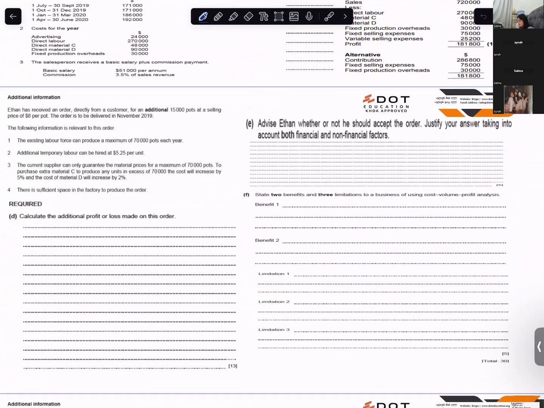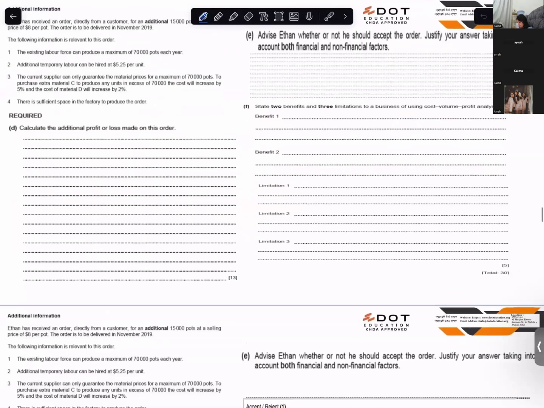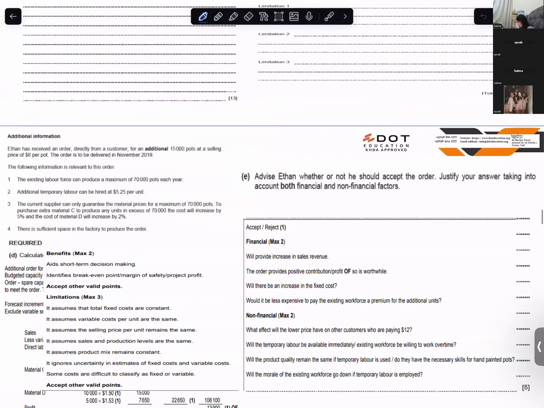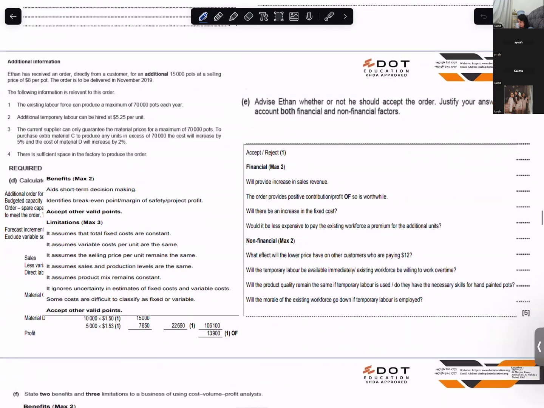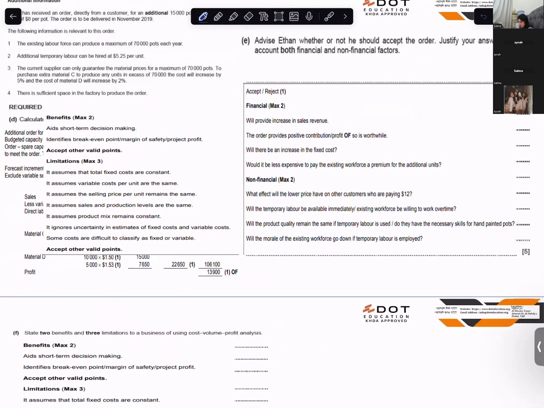Advise whether you should accept the order or not, using financial and non-financial factors. Is there a positive contribution? Yes, there is, so it provides a positive contribution. Then you show the calculation. Then you say that it increases the revenue. A non-financial factor will be that other customers may also demand a lower price. Then, whether the quality of the product will remain the same or not.